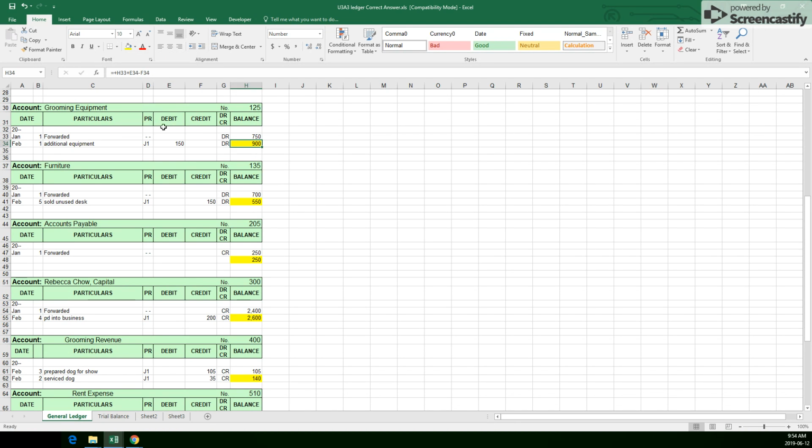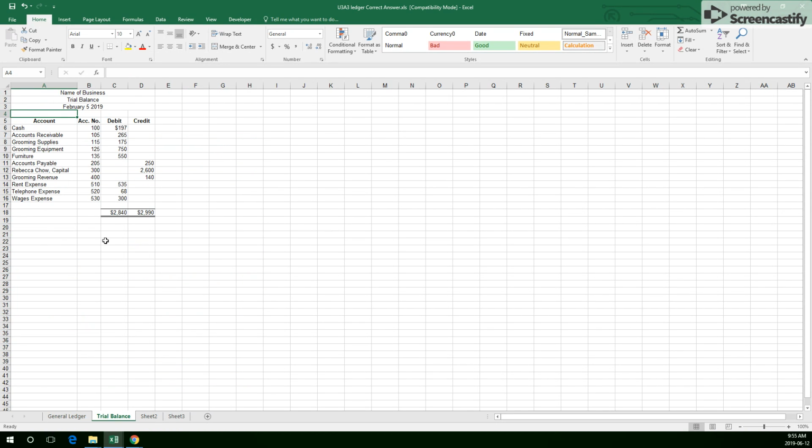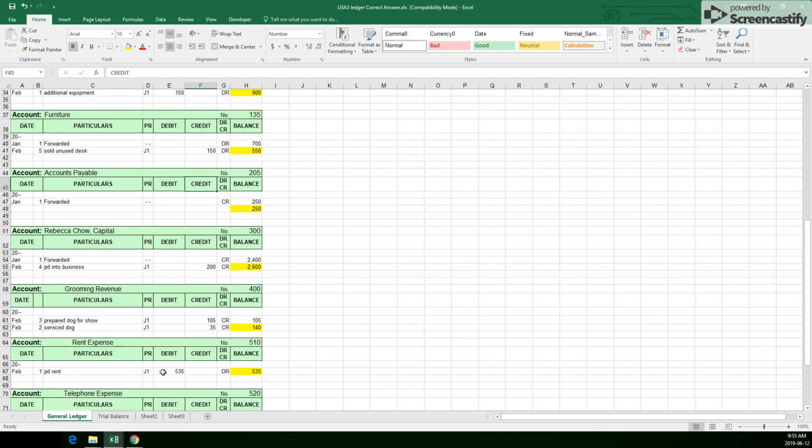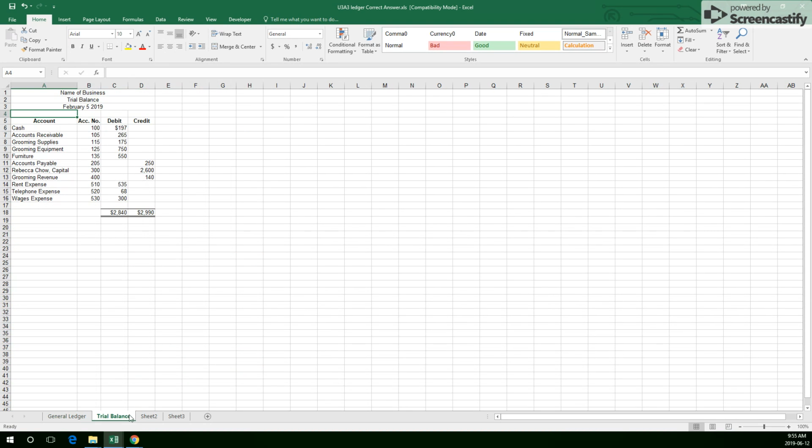Okay, so here's our ledger. It's all done. And then the trial balance is right here. You can see all of these numbers come from the ledger. So 197 in cash and 265, you can see that. And then you can see how in this particular example, right now, it's out of balance. So let's solve the problem. Why it doesn't balance is a good question.